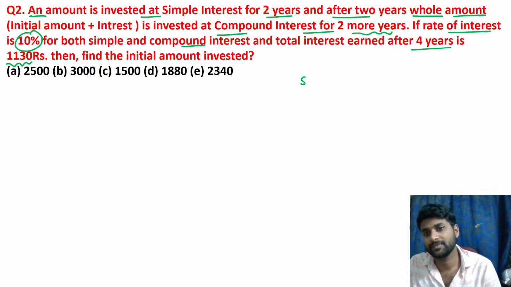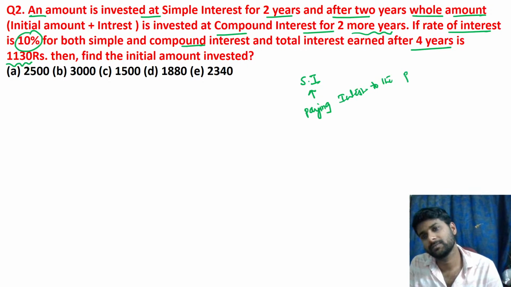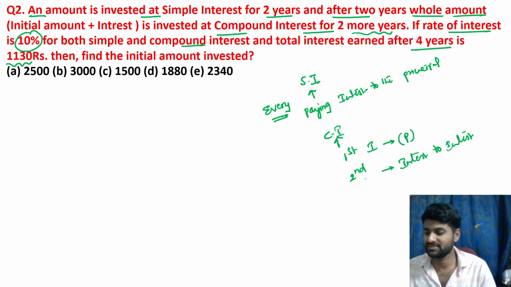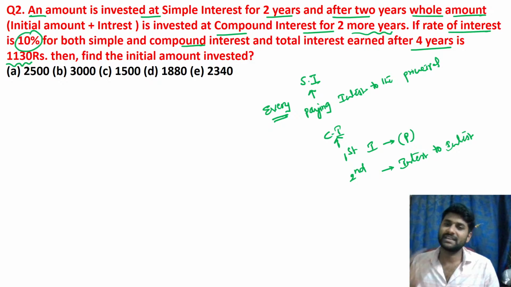Now see, you already know that simple interest means every year you are paying interest on the principal amount. So there is no change in the interest for every year. In compound interest, the first year interest is calculated based on the principal, but for the second year you have to pay interest on the interest. That is the only difference between simple interest and compound interest. Paying interest every year on the principal is simple interest. From the second year onwards, you have to pay interest on the interest. It is the concept of compounding.